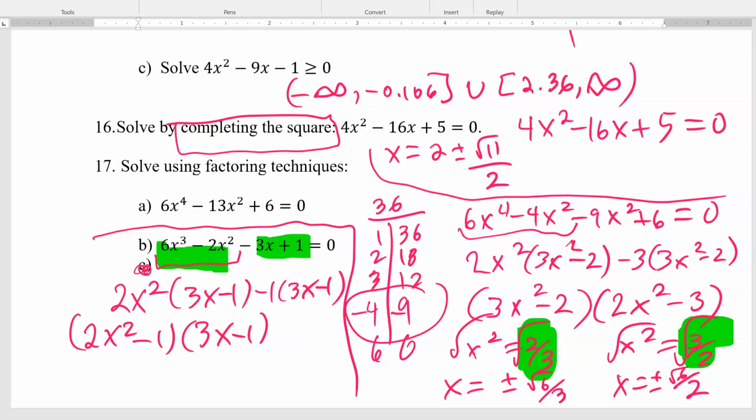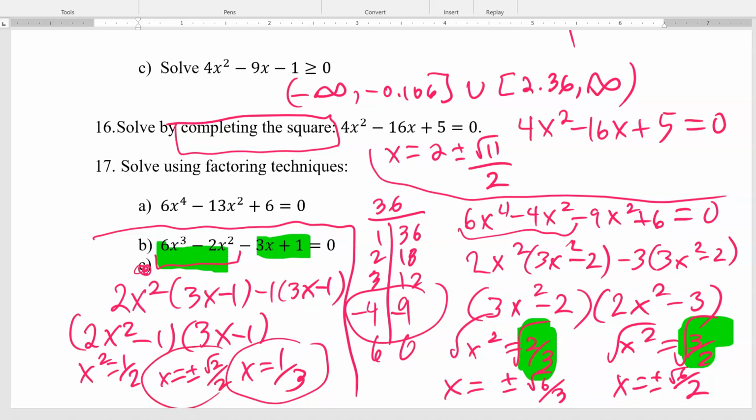Setting each group equal to 0, I get x equals 1 third. On this one, I get x squared equals 1 half. So when I square root that, x equals plus or minus, what is that root, square root of 2 over 2? Find all three answers using factoring techniques, okay?